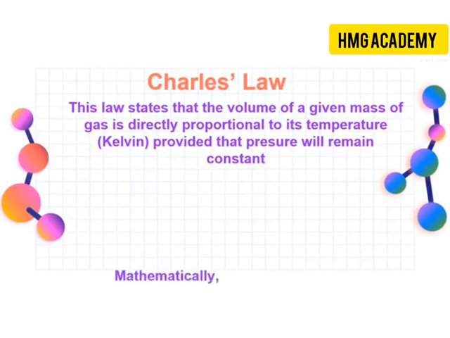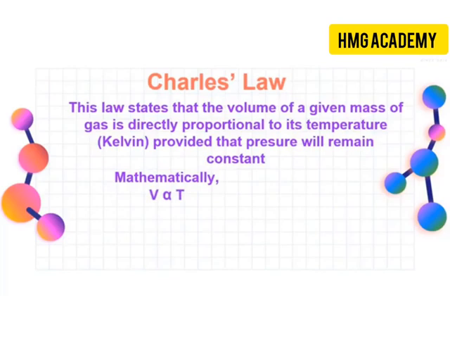Now, a mathematical representation of this law is the volume being directly proportional to temperature. Now, to get a constant, we are going to remove the proportionality sign and put an equality sign, and this will mean dividing the volume by the temperature. This means that we can have V1 divided by T1 is equal to V2 divided by T2, so that we can compare two different volumes and temperatures.